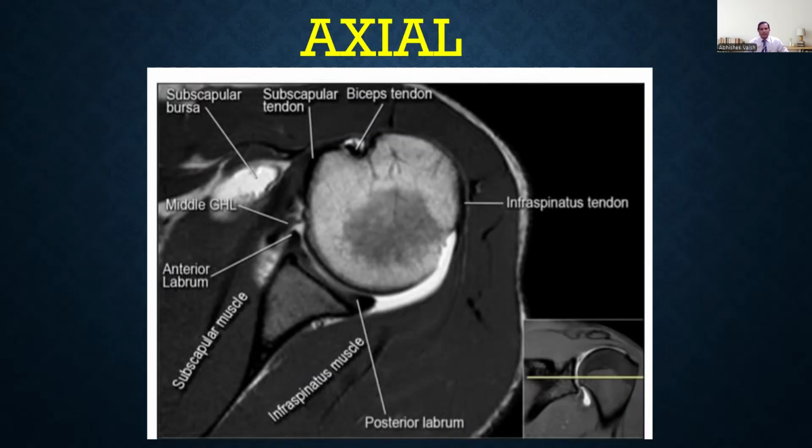Next, in the axial section, you can see the labrum, the anterior labrum, the posterior labrum, the humeral head, the biceps groove, and the biceps tendon in the groove. You should know if the biceps tendon is slipping or snapping out of the groove, or if there is a tear in the labrum called the Bankart lesion, and if it is associated with a fracture of the anterior glenoid rim, then it is called a bony Bankart lesion.